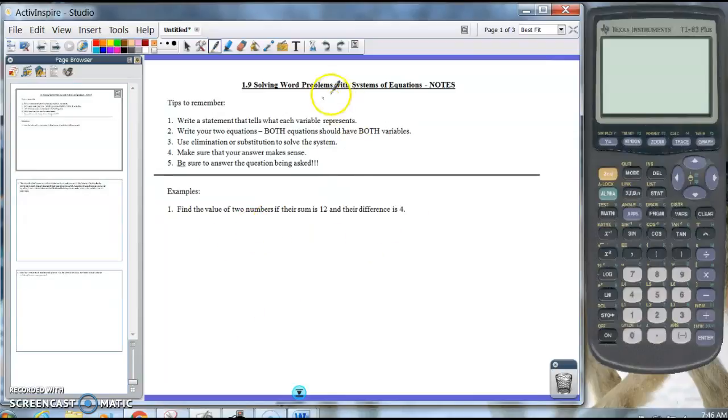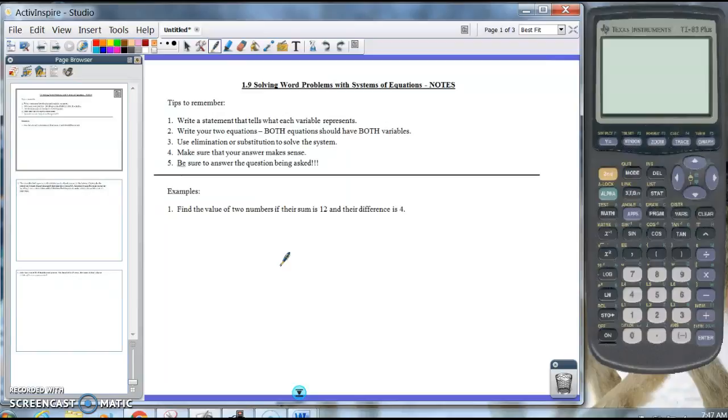Before I get into that though, I want to talk about some of these tips I put on here. The first thing is you want to write a statement that tells what each variable represents. This is super important to keep your thoughts organized as you're going through the problem. The second thing is write your two equations, and both equations should have both variables. Okay, that's really important, and I'm going to show you how to write those equations. Once you have those two equations, then you're going to use elimination or substitution. Those are the two methods we learned how to solve this system.